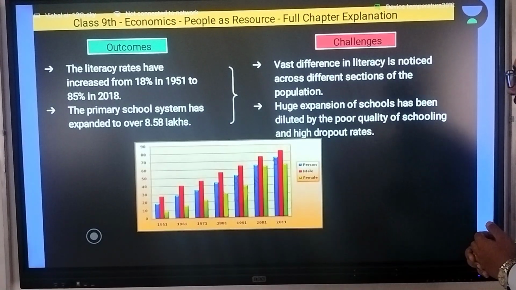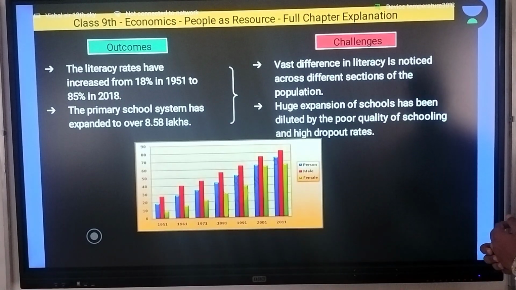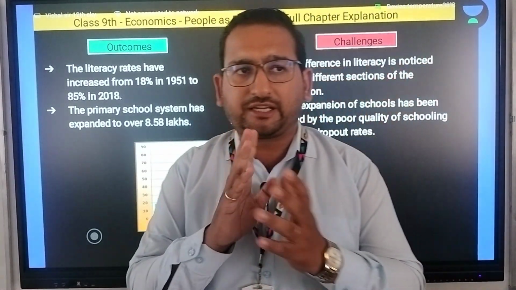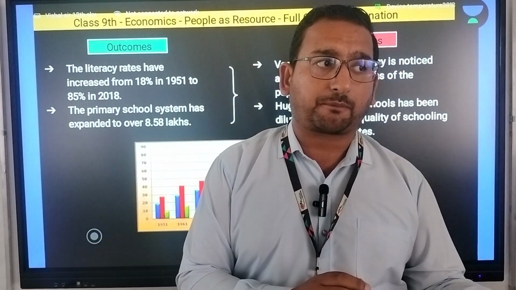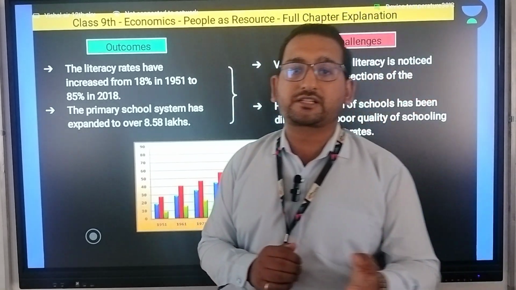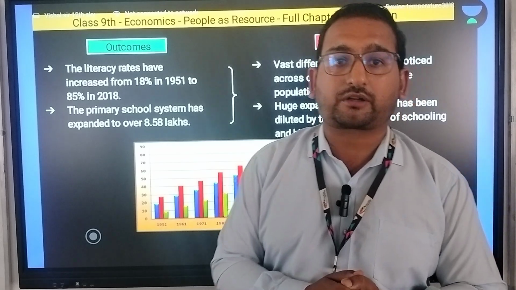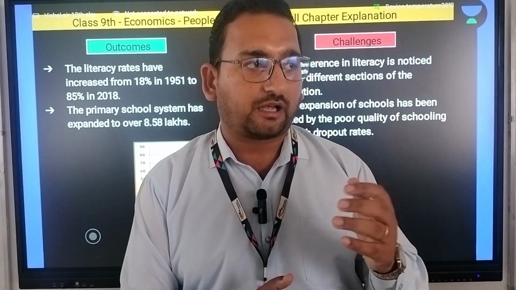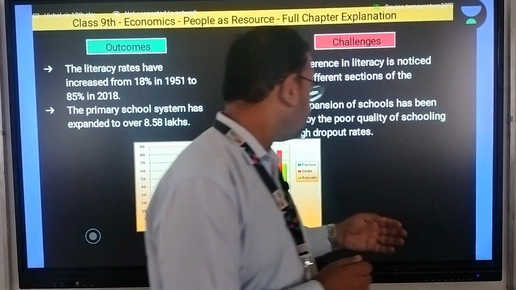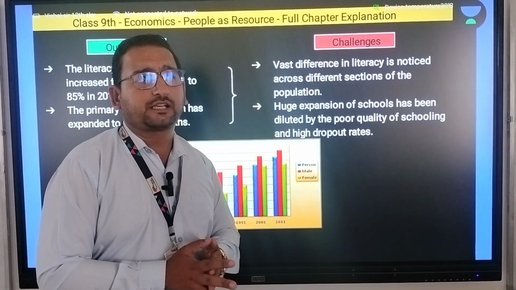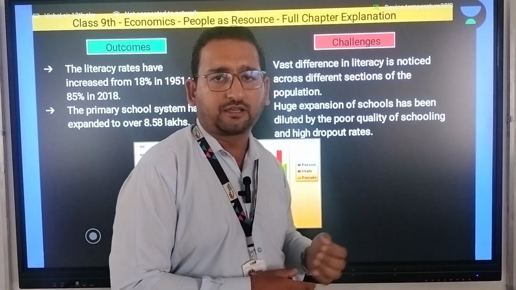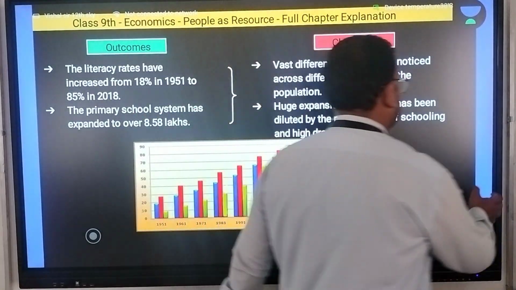Huge expansion of schools has been diluted by the poor quality of schooling and high dropout rates. In many areas schools have been set up, but no teacher has been appointed there. Either the teachers have been appointed, but they are not teaching the students well, or the schools are not operated in good conditions. And in many areas the students have been registered, but after that in the middle of the session they drop out from the schools as well.